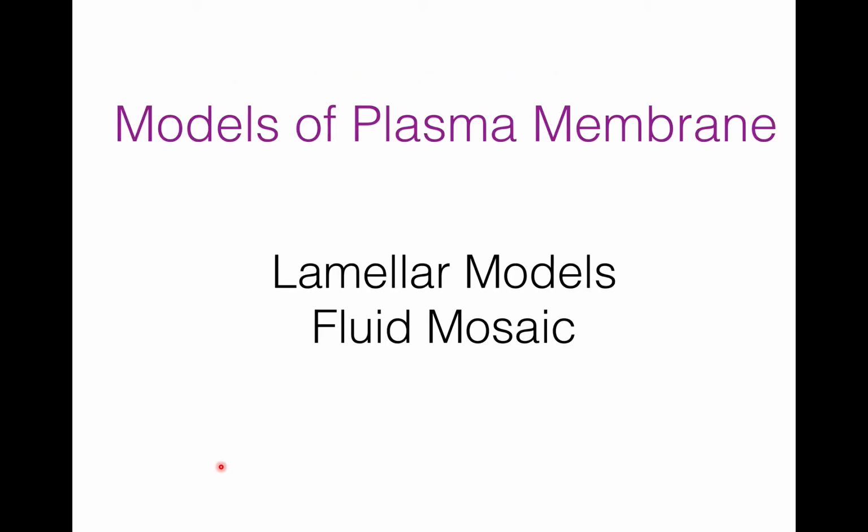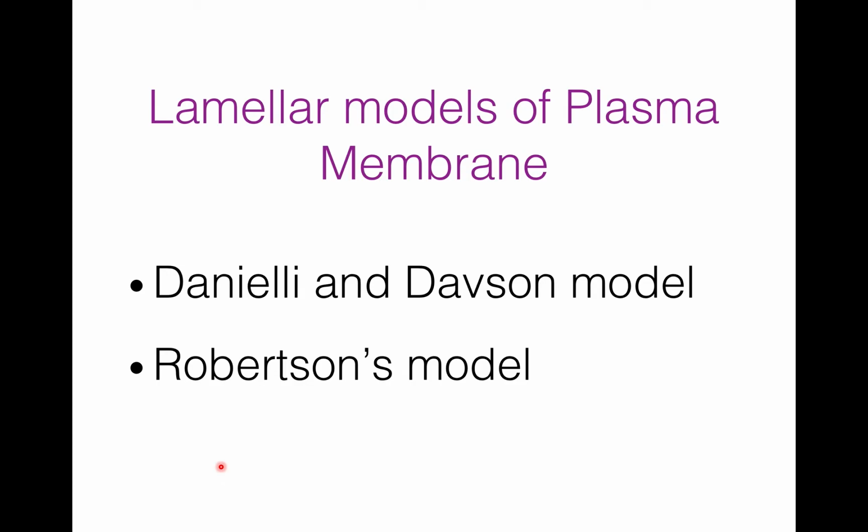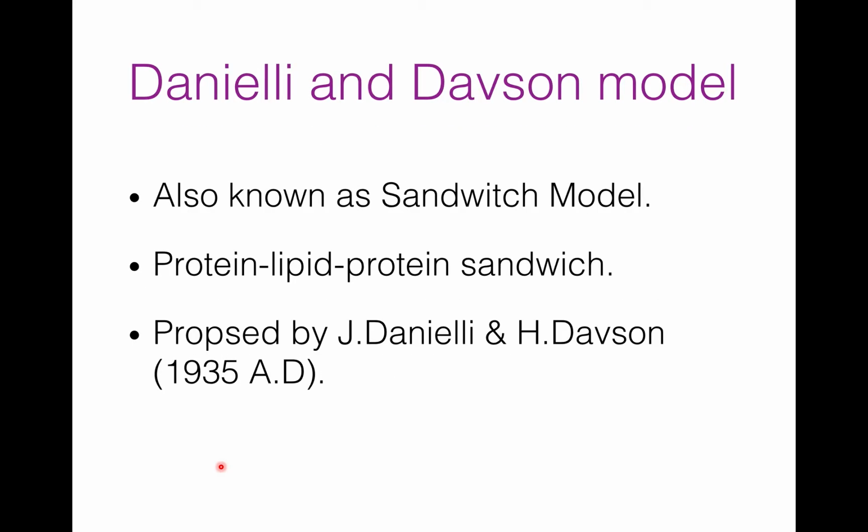To understand the structure of plasma membrane, there are two types of models, that is lamellar model and fluid mosaic model. Lamellar model of plasma membrane includes the Danielli and Davson model, and second, Robertson's model. So first of all, I will explain the Danielli and Davson model. This model is also known as sandwich model. It is also known as protein lipid protein sandwich. It was proposed by J. Danielli and H. Davson in 1935.